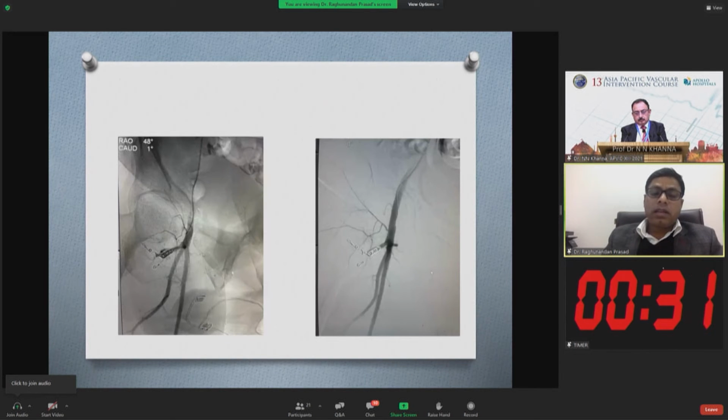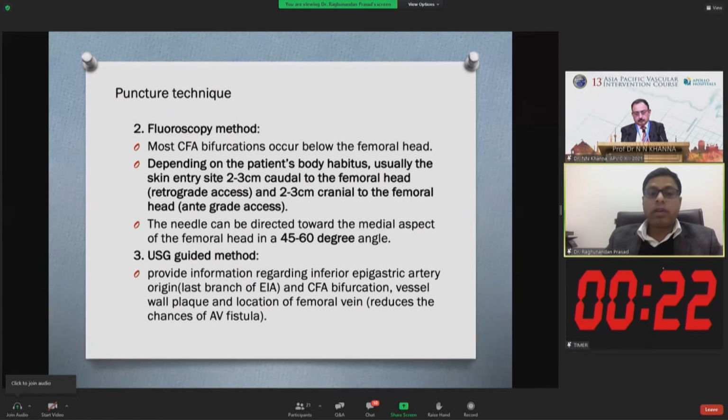We did a selective coil embolization, and somehow this complication was overcome.